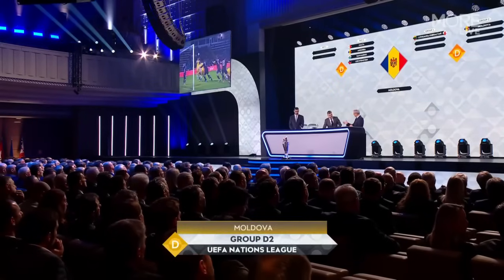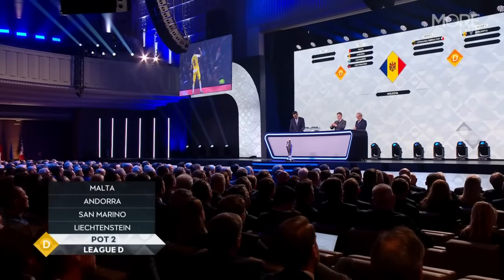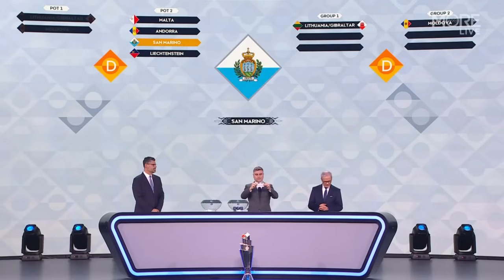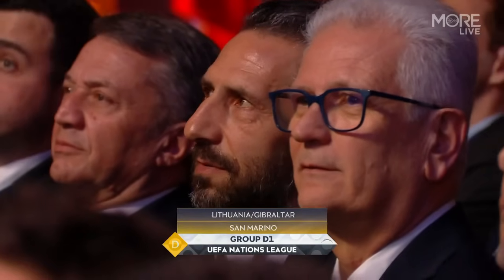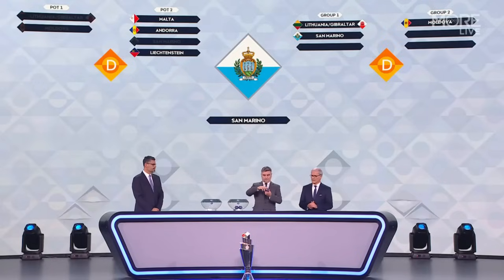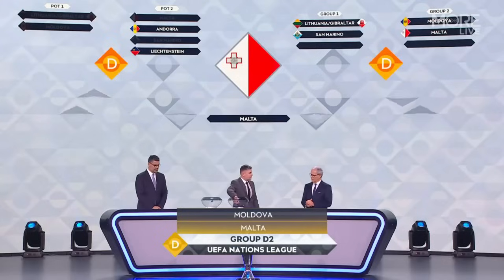We are ready to move on to the second pot to allocate the teams into the 2 groups. So let's see which team is now taking position in D1. It's San Marino. That's San Marino joining Lithuania or Gibraltar in this Group D1, fourth successive time in League D for the national team of San Marino. It's Malta. Malta goes the other side to Group D2 together with Moldova. For Malta, also 4 times in League D for the Maltese national team.